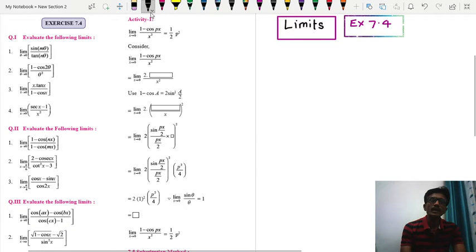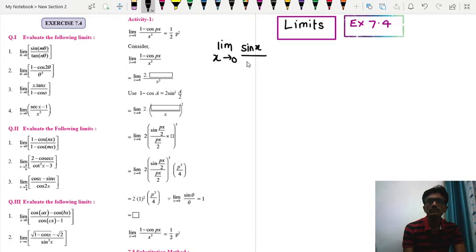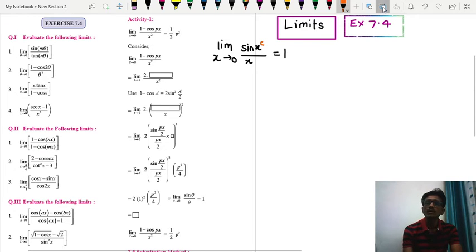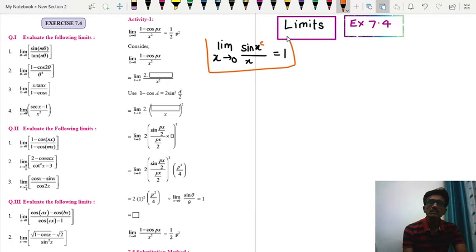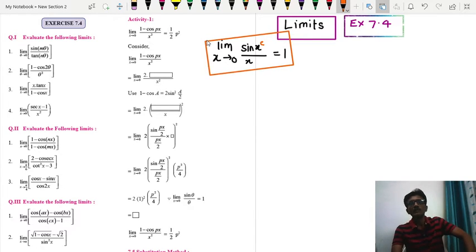Here we are using the formula: limit theta or x tends to 0, sin x upon x is equal to 1, where this x is measured in radian. Okay, this x is measured in what? Radian. So we are using this formula. Limit x tends to 0, sin x upon x is equal to 1.